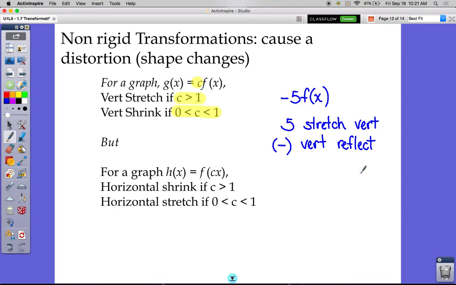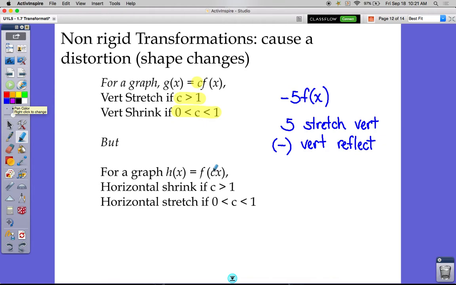Keep that in mind. That's one of those things that sometimes will throw us off. A negative does not stretch or shrink. A negative reflects. The number is what's doing the stretch or shrink to the graph. Non-rigid transformations is by the number only, not by the sign of the number. That's a separate transformation.